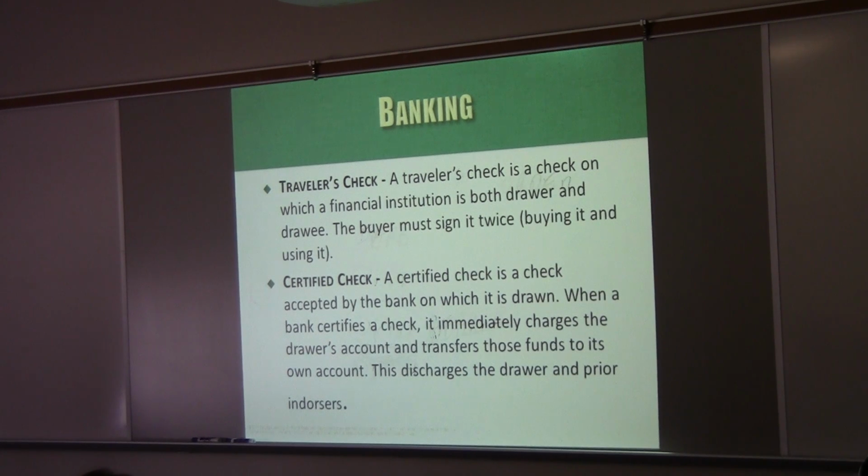Traveler's check, do people still use those? Use credit cards, you know, debit cards.